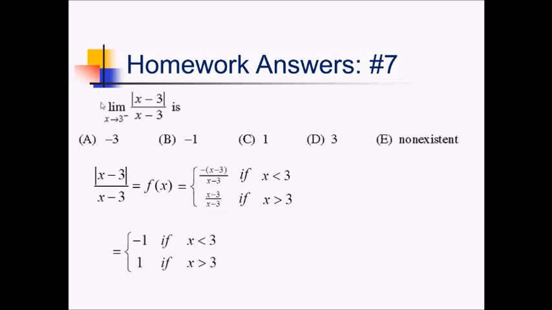Since I'm looking for the left-sided limit at 3, I'm really only concerned with this top rule here for the values of x that are less than 3. So the limit as x approaches 3 from the left is just going to be this constant negative 1, which gives us answer choice B.